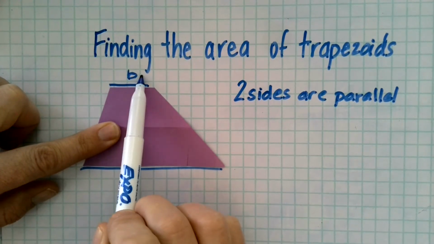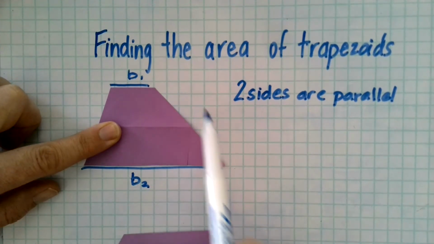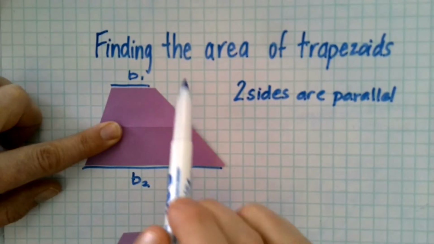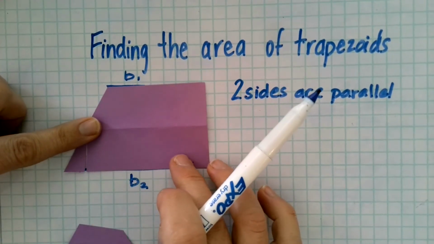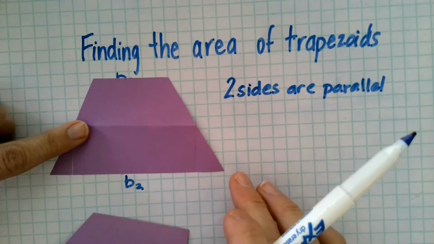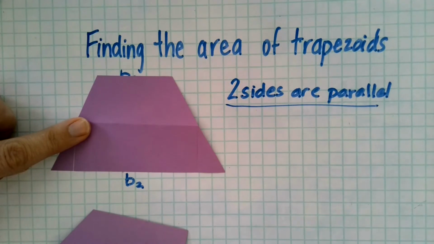So we're going to call this base 1 and this is going to be base 2. Now you notice that these sides are not parallel. So it's not a parallelogram. They can be like that. They can look like that. They might even look like that. Those are all trapezoids. And the key thing is that they have two sides that are parallel.